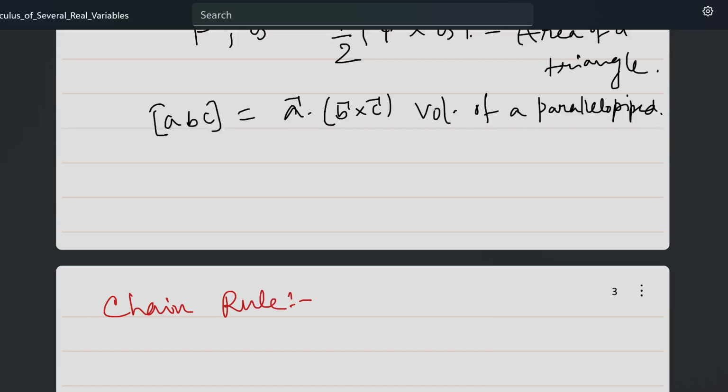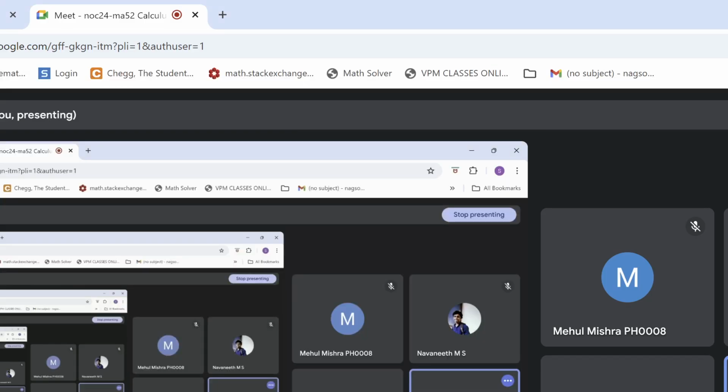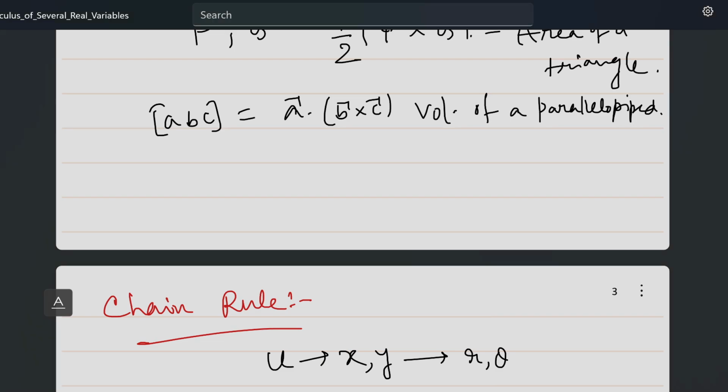Chain rule. So tell me what is chain rule. Suppose u is a function of x comma y, and x, y are functions of r and theta. So how do you write del u del r? Tell me. So we will do it in the form of a matrix. First, in the first row matrix, we will have del x by del r, del y by del r.